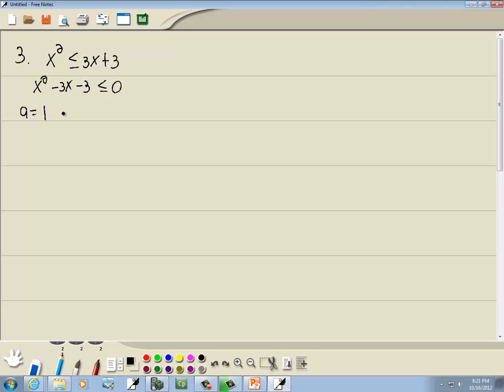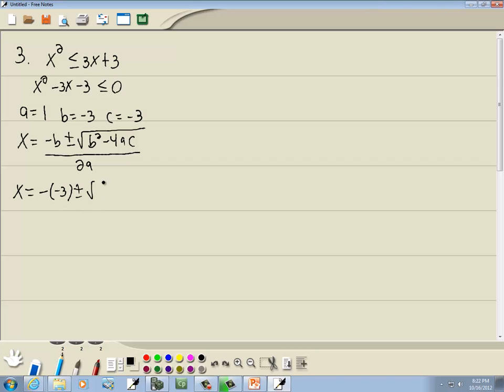A is the number before x squared, which is 1. B is our number before the x, which is negative 3. And C is our number at the end, which is negative 3. The quadratic formula is x equals negative b plus or minus the square root of b squared minus 4ac, all over 2a. So we got negative negative 3 plus or minus the square root of negative 3 squared minus 4 times a times c, all over 2a.